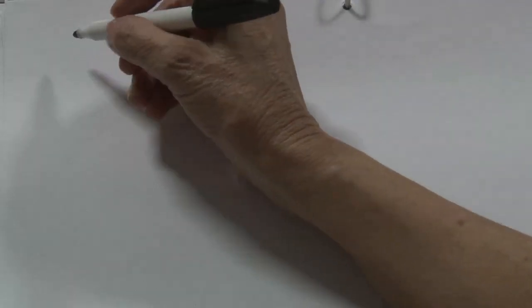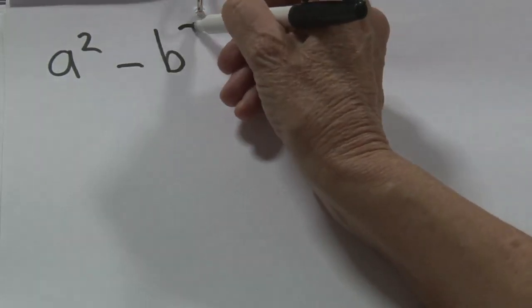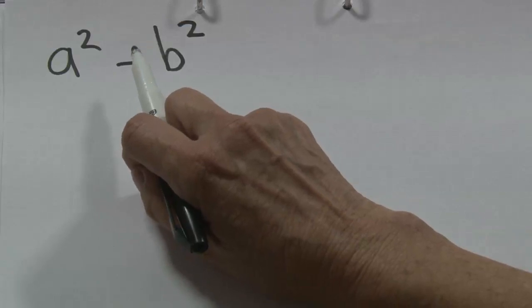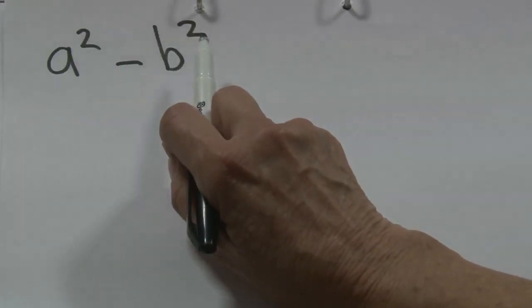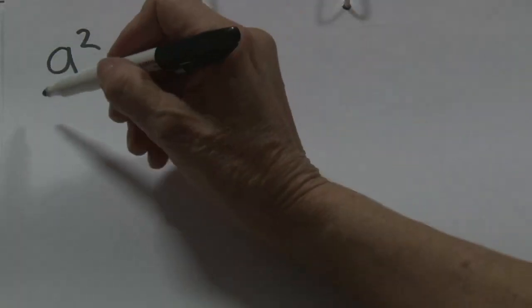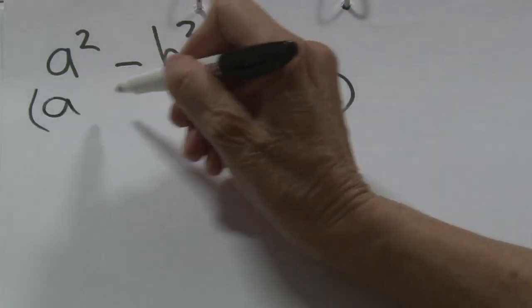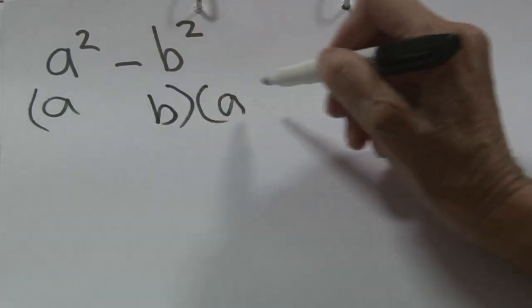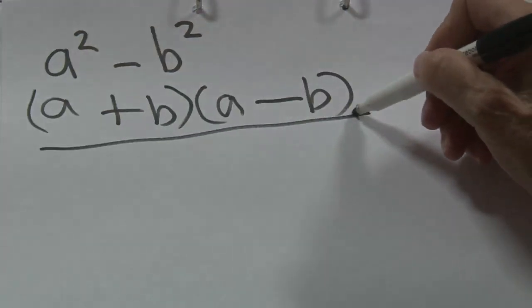The next one, difference between two squares. The example is an easy one, a squared minus b squared. Difference, it's a minus sign. It's a square and a square. This one normally is the easiest. So, two pairs of brackets. a, b, a, b. Plus, minus, and that's it.